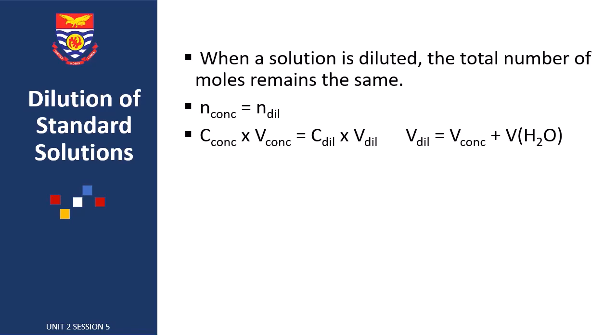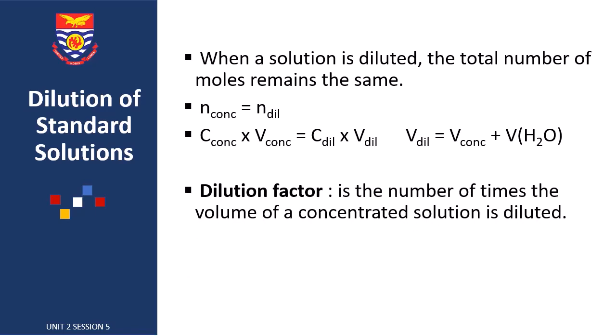Now the volume of the dilute solution is equal to the volume of the concentrated solution plus the additional water that we added to it. That will give us the volume of the dilute solution.